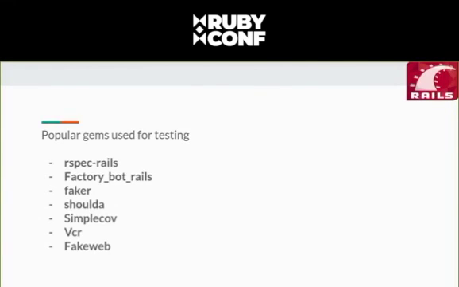Then we have a gem SimpleCov. You remember we talked about coverage. To measure the coverage, this SimpleCov is used. And then we have two gems, VCR and FakeWeb. Both of these are used for remote web testing.